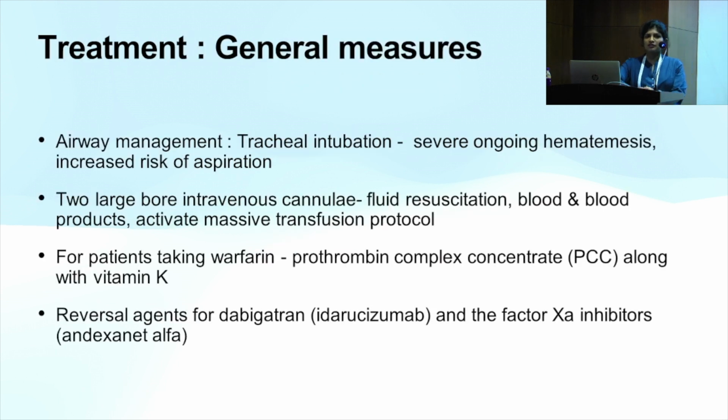So coming to the treatment of variceal bleed, I'm sure everybody would have encountered patients with variceal bleeding. Initially, airway management becomes important in these patients because the patient might be having a massive bout of hematemesis and may not be protecting the airway. So endotracheal intubation may be required. Then large bore cannulas are required, and initially we can give up to 1 liter of crystalloids. If it's a large bleed and the patient is tachycardic and hypotensive, we'll have to activate the massive transfusion protocol and give blood and blood products. And if the patient has been on any anticoagulation, we need to reverse that as well.